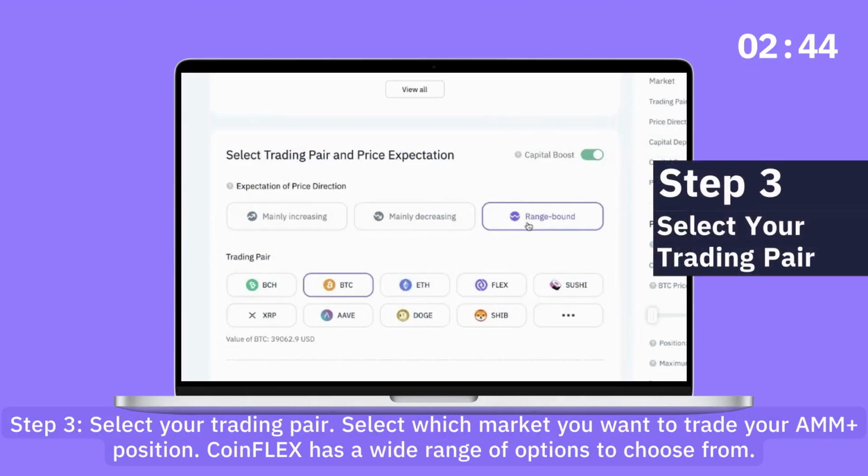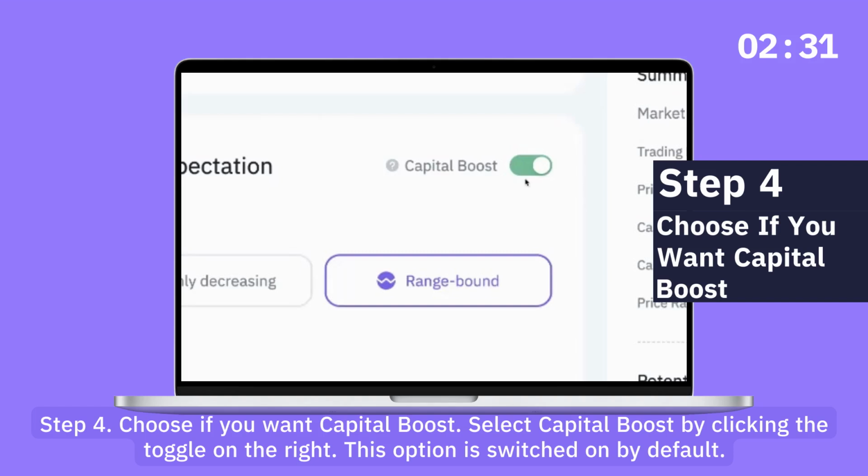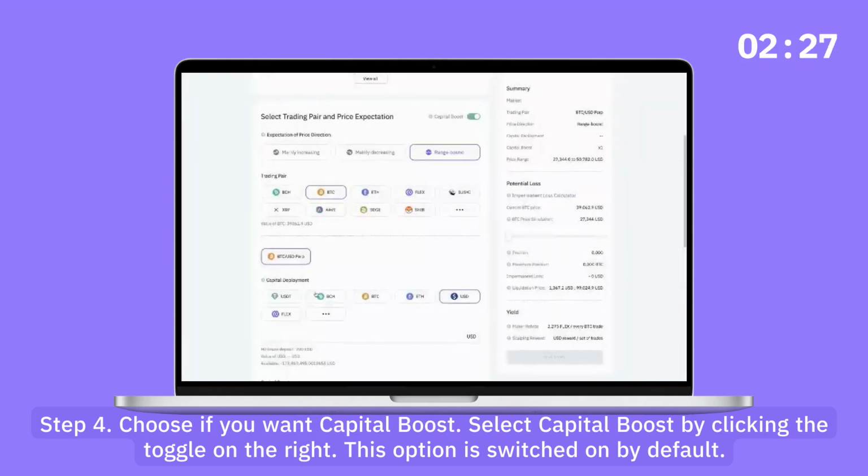Step 3. Select your trading pair. Select which market you want to trade your AMM Plus position. CoinFlex has a wide range of options to choose from. Step 4. Choose if you want capital boost. Select capital boost by clicking the toggle on the right.